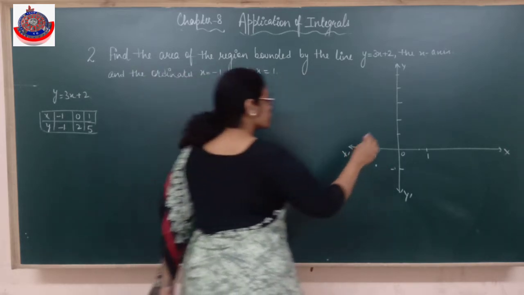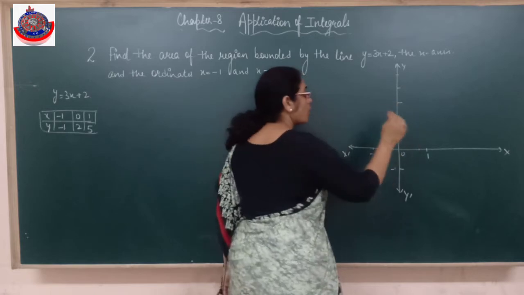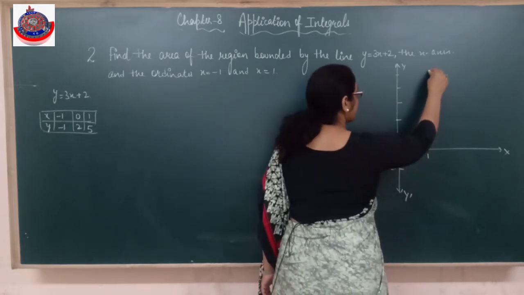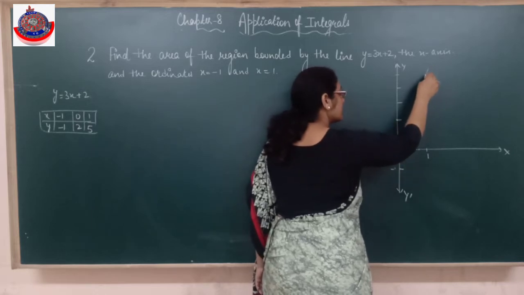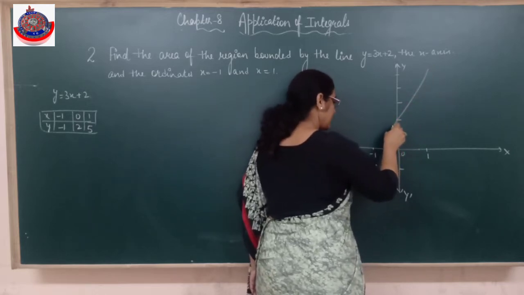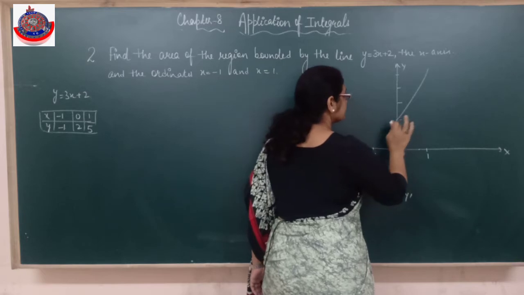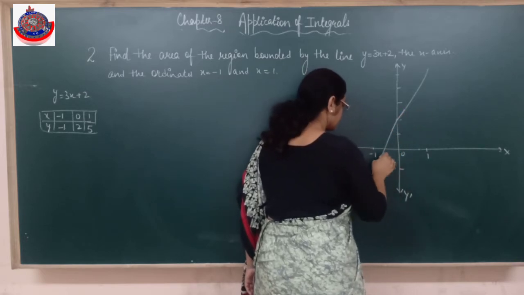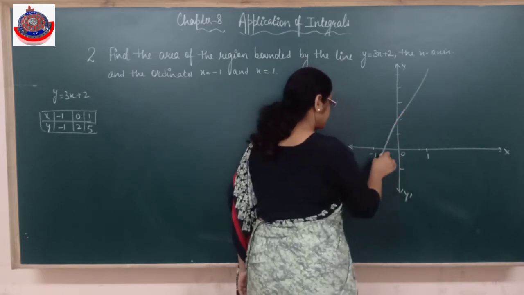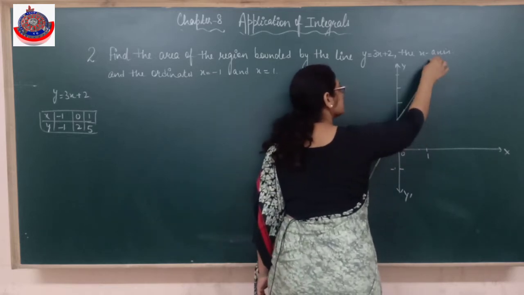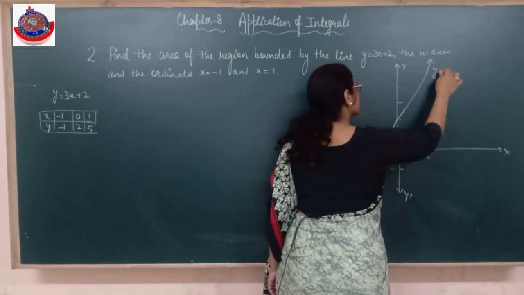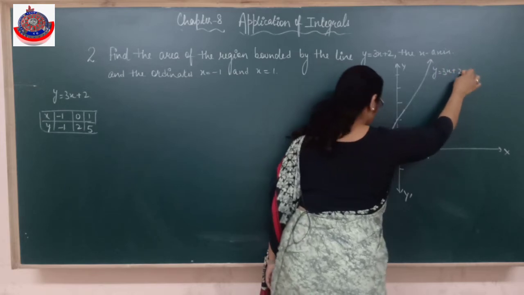On 0 it is 2. On 1 it is 5. So if I join, the line is something like this. Alright. This is y equals 3x plus 2.